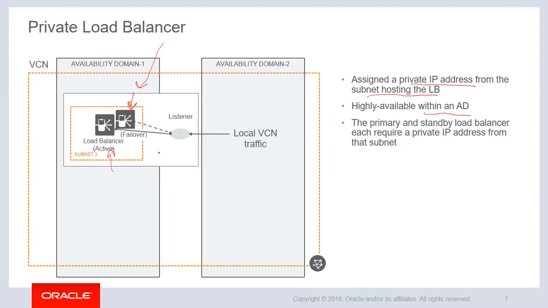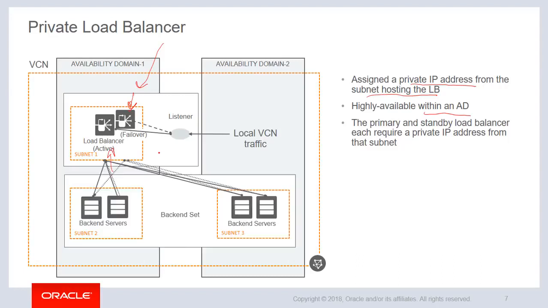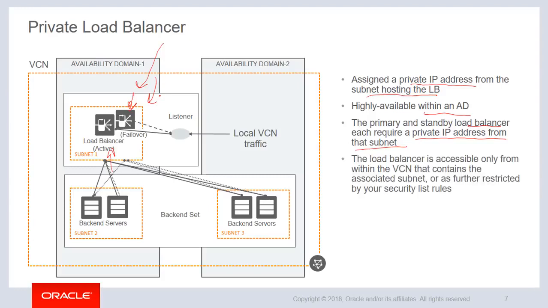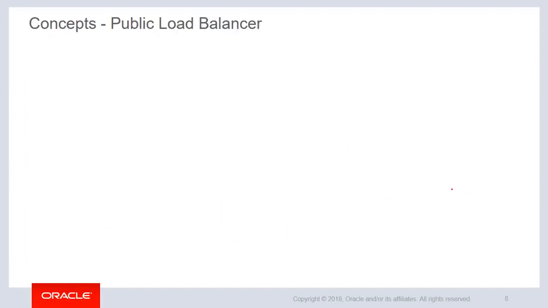these tiers. Now the primary and the standby load balancer both require a private IP address from that subnet, right? From this particular subnet, and everything else is the same. You still have the backends, and the backends can be in any AD, doesn't matter. The load balancer is sitting in a specific AD. The load balancer is accessible only from within the VCN that contains the associated subnet, or as further restricted by your security list rules.